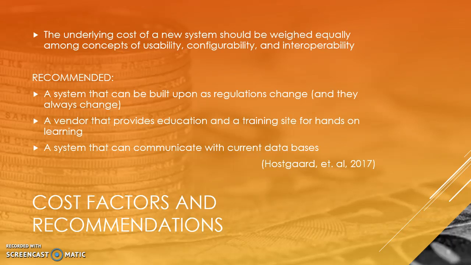Cost factors and recommendations. The underlying cost of a new system should be weighed equally among concepts of usability, configurability, and interoperability. Just as a seemingly discounted system that is not user-friendly would be a waste of money, so would a very hefty price on a system that was easy to use but did not have the capability to communicate with other systems. All four concepts should be considered equally. The recommendation is a system that can be built upon as regulations change, and things always change. A vendor that provides education and a training site for hands-on learning, and a system that can communicate with current databases.